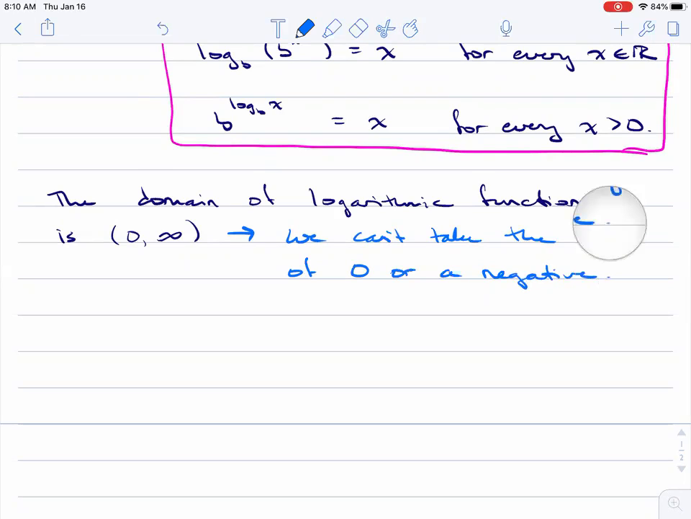Which means that we have to add that to our toolkit, right? When we're checking for the domain, we used to just have to look for, well, I can't take the square root of a negative number and I can't divide by 0. Now we have to add the third one: taking a log has to be greater than 0, not including 0. And so now we've got 3 things that we're on the lookout for, illegal math, right?